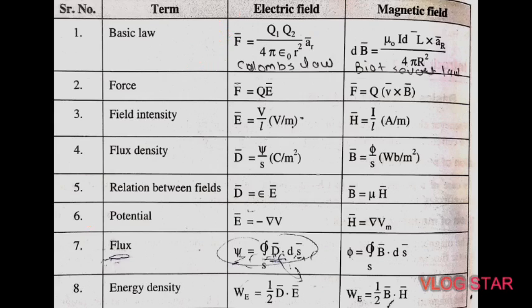Why are we considering it as a vector form? Because here aR bar is there. In a similar way, in magnetic field, there is also one basic law, that is nothing but Biot-Savart law.